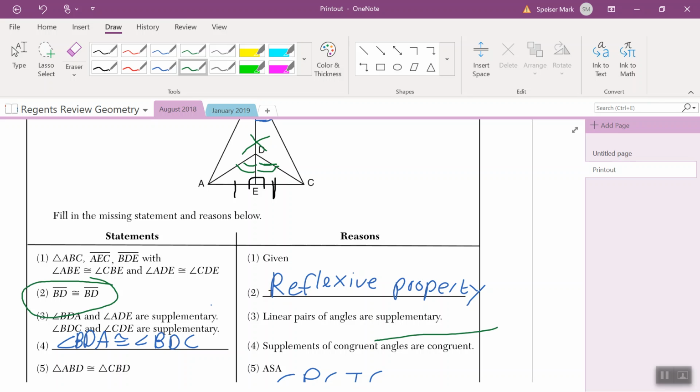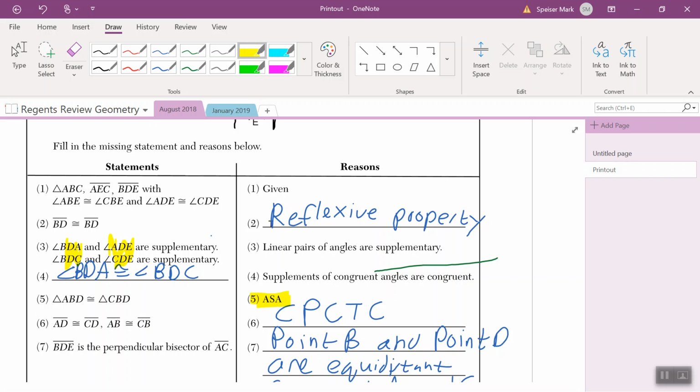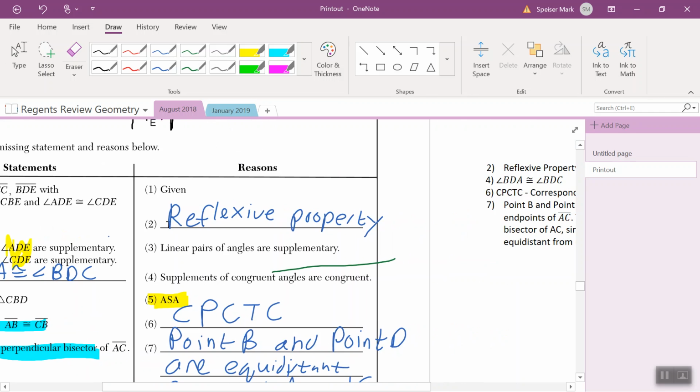Supplements of congruent angles are congruent. So if you look at choice 3, we have 2 supplements. So you can use BDA and BDC, or you can use ADE and CDE. Now, the next statement follows after a congruent triangle theorem, in this case angle side angle, which always follows with CPCTC. And BDE is a perpendicular bisector of AC. In this case, they want you to find the word perpendicular bisector and to use the fact that these segments are equal to show that it's a perpendicular bisector. So here are the 4 steps typed out.